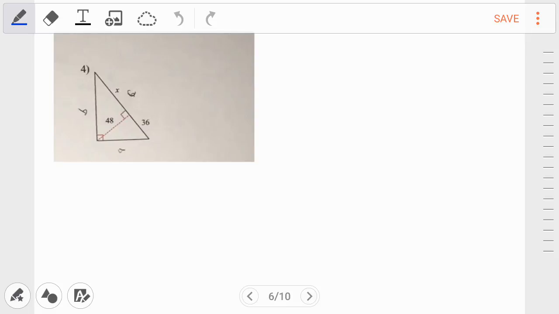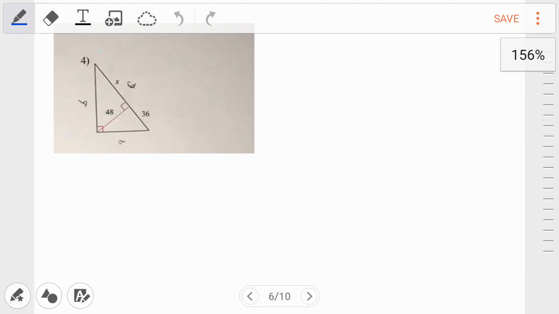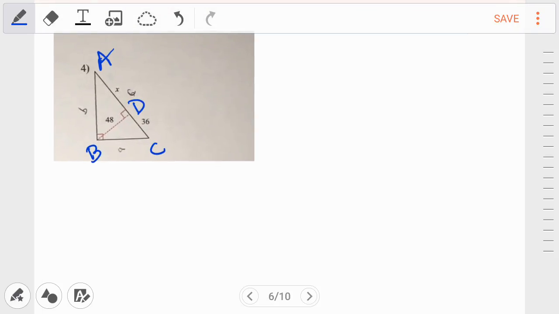Now this one is not tricky, but there's a slight difference in selecting your two triangles. First, let me name it like I usually do: A, B, C, and D. All right, so if I choose the two triangles with the X, the small one, ABD, and ABC, that's what I would have done if I follow the same rules of the previous videos.